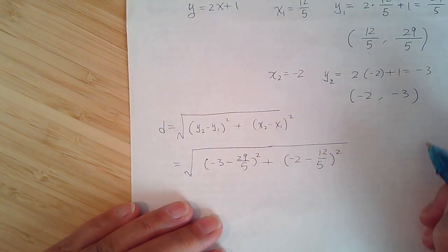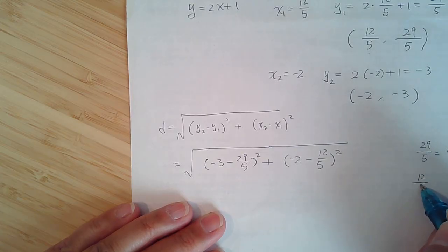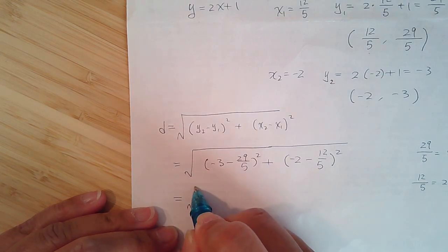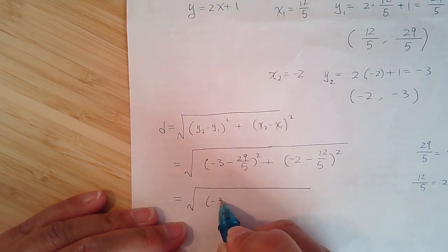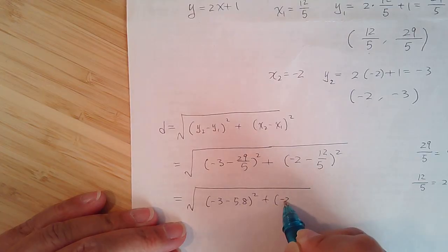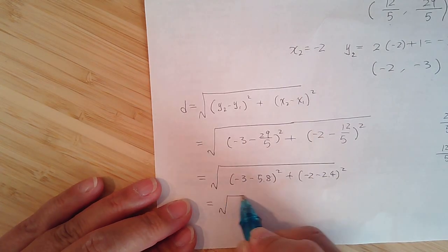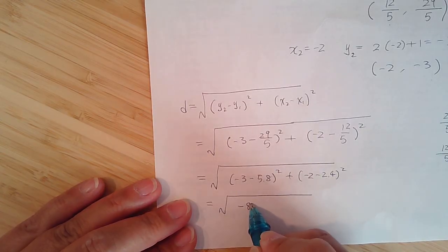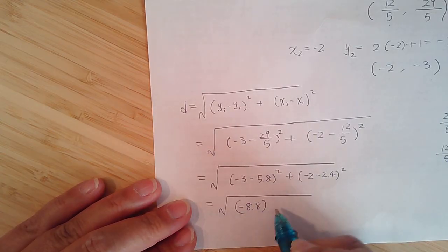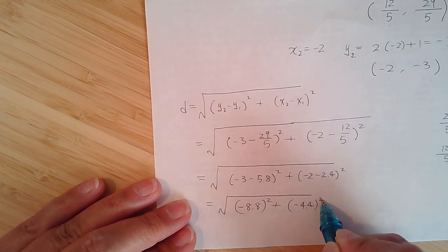Okay, so 29 over 5, which is 5.8, and 12 over 5, which is 2.4. So I have negative 3 minus 5.8 squared plus negative 2 minus 2.4 squared. That is negative 8.8 squared plus negative 4.4 squared.